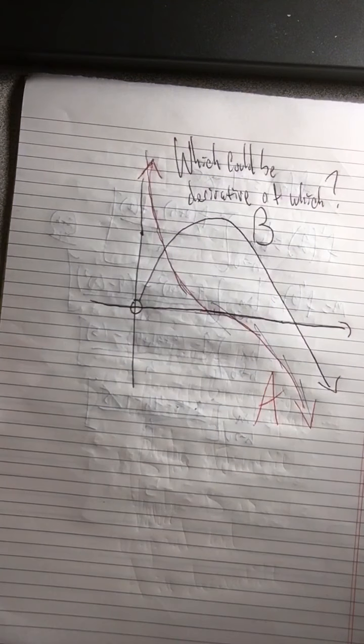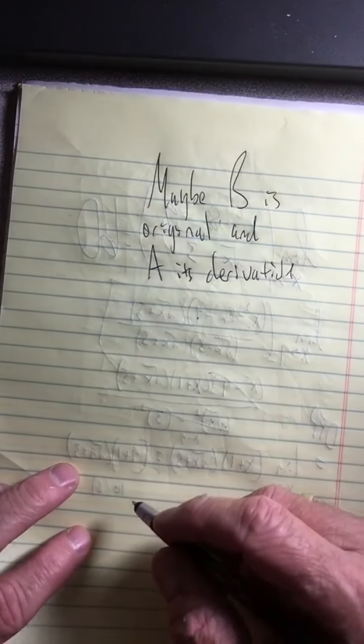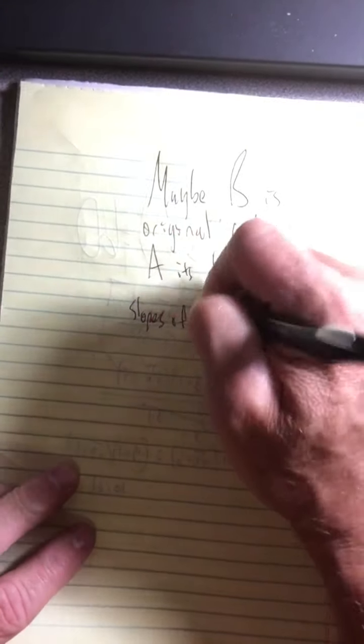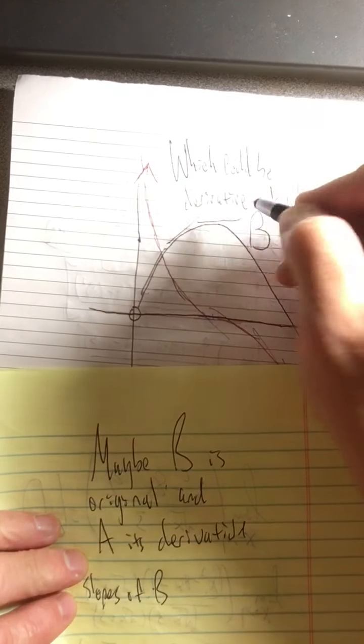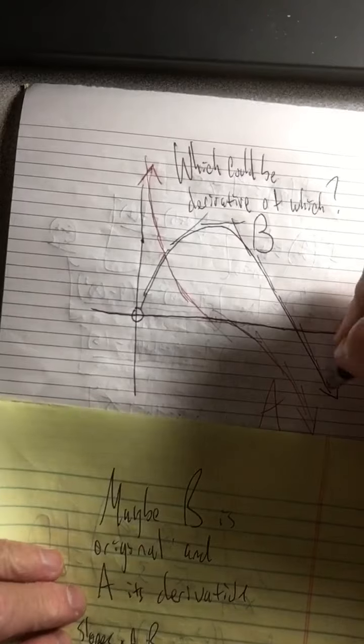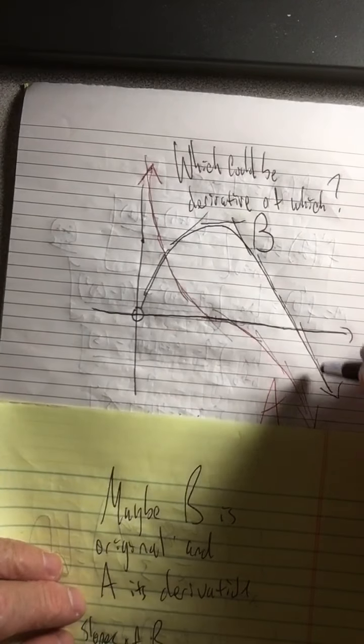Well, the thing about guessing games is you can guess again. So, maybe B is the original and A is the derivative. So, if B is original, we gotta think about the slopes of B. Well, they look like they're positive at first. There comes a place where they're equal to zero, and then they're negative. Okay, and getting steeper. I mean, it looks like they're getting steeper.